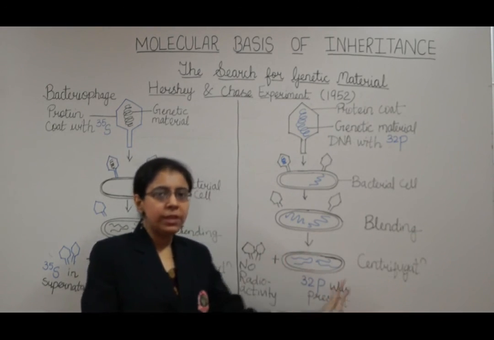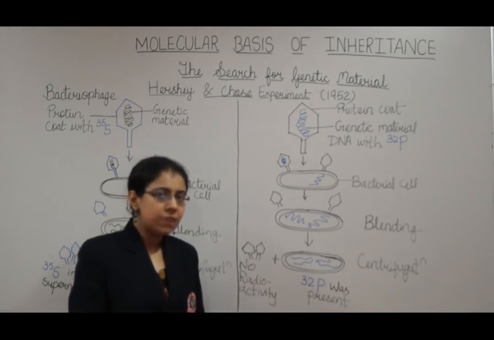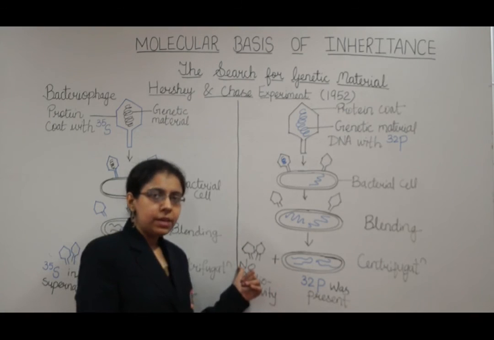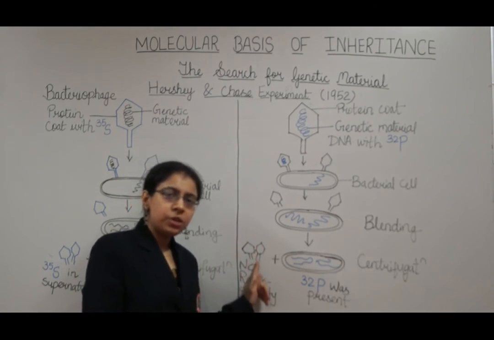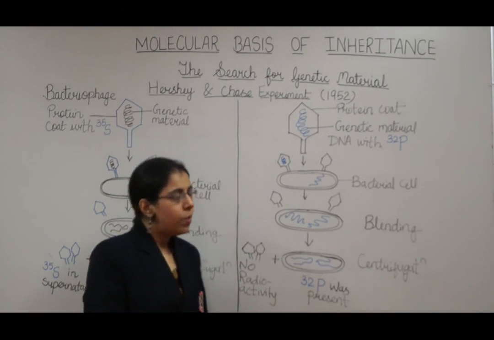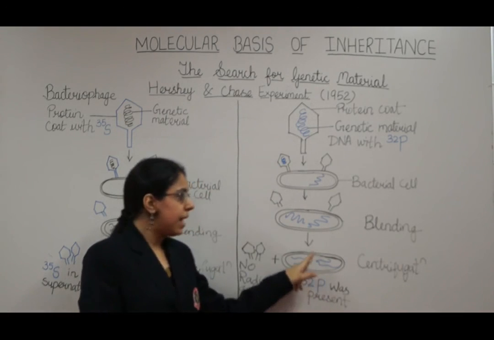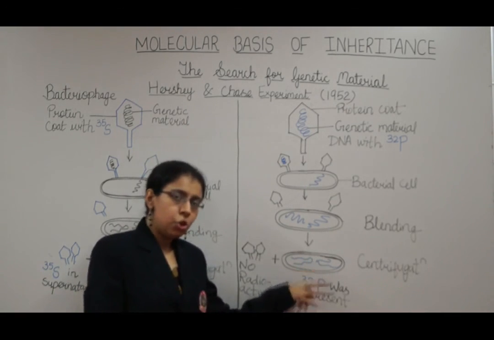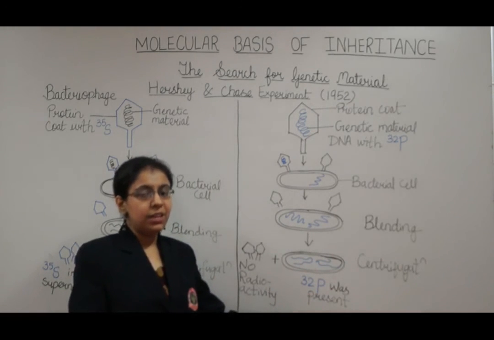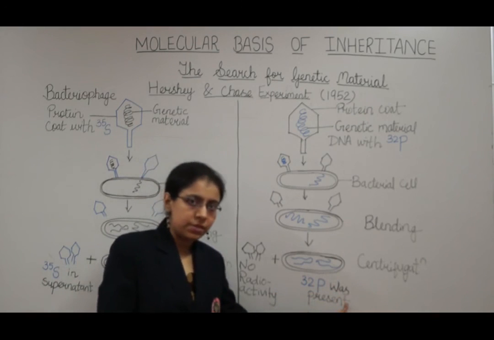So, when these two layers were tested for radioactivity, it was found that the upper layer, that is the layer of protein coat, did not show any radioactivity. Whereas the lower layer, that is the layer of bacterial cells along with viral genetic material, showed the presence of radioactivity. Thus, it showed the presence of radioactive phosphorus.